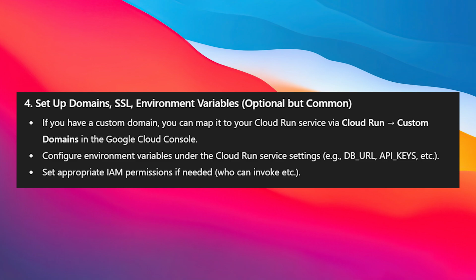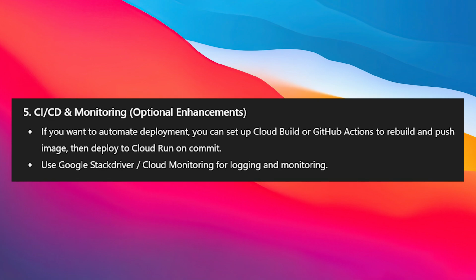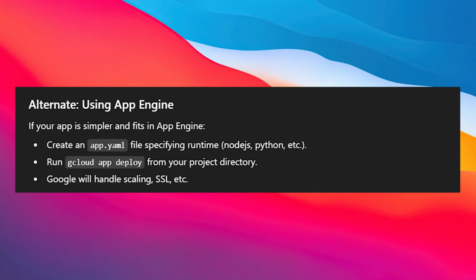Now, set appropriate IAM permissions if needed. Then you can do CI/CD and monitoring. It's optional. Then alternatively, you can use App Engine. So if your app is simpler and fits in App Engine, create an app.yaml file specifying the runtime, run gcloud app deploy from your project directory, and Google will handle scaling, SSL, etc.